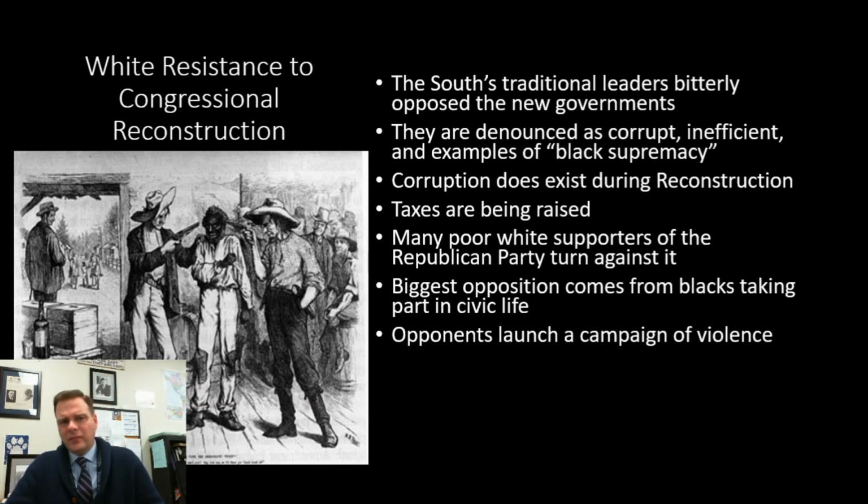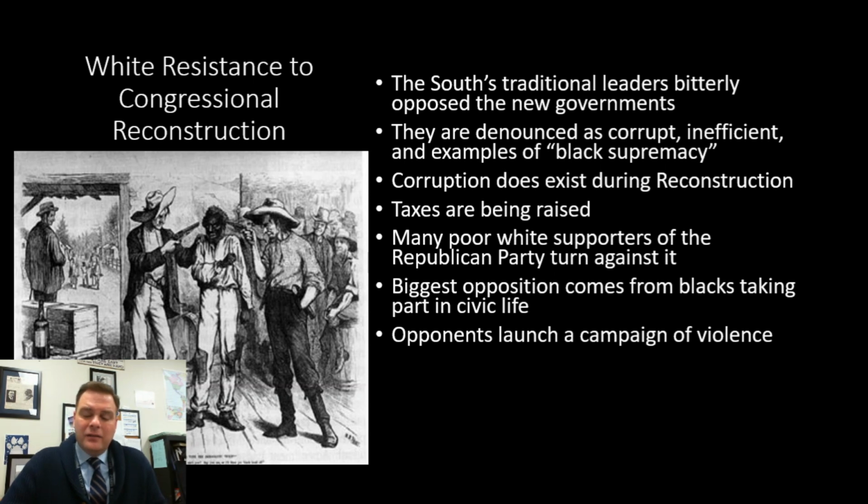Grant. Now, at this time, many poor whites were starting to warm to the Republican Party. However, this warmth soon cooled when taxes were actually raised, and this forces a lot of Southerners who were starting, like I said, to find common cause with the Republican Party to back away. So really the biggest opposition comes in the South from blacks taking part in civic life at this time.